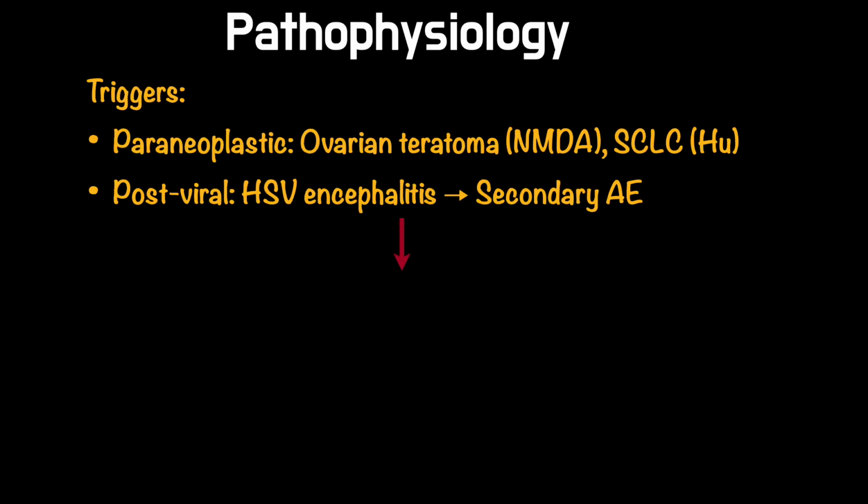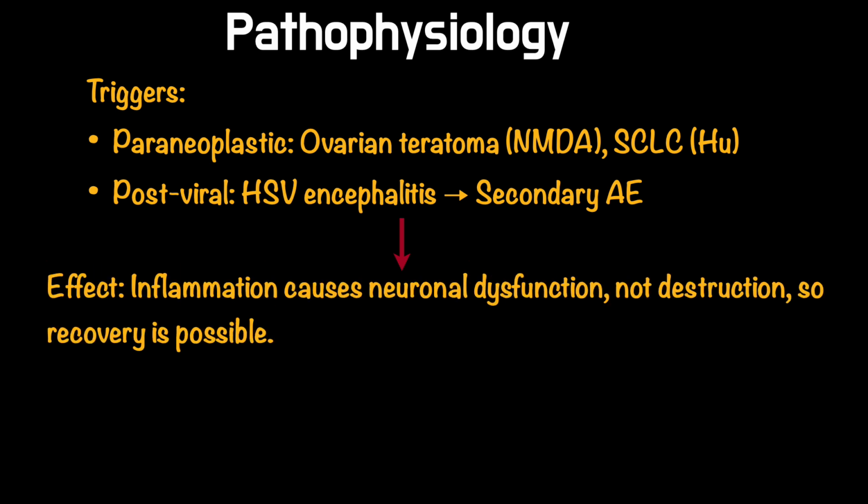The triggers of this pathophysiology can be paraneoplastic or post-viral. In paraneoplastic cases, it can be due to ovarian teratoma, as in NMDA receptor autoantibodies, or in SCLC it can be due to anti-Hu antibodies. In post-viral cases, herpes simplex virus encephalitis can cause secondary autoimmune encephalitis. The effect of these triggers is inflammation causing neuronal dysfunction, not destruction. So recovery is possible because it is just dysfunction. If it was destruction, we all know that neurons cannot regenerate themselves, so recovery would not be possible.